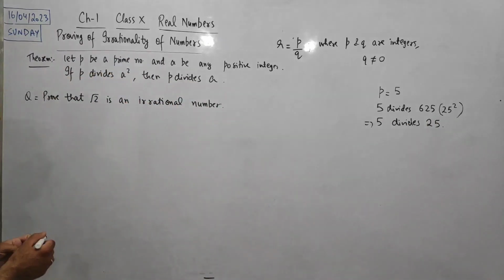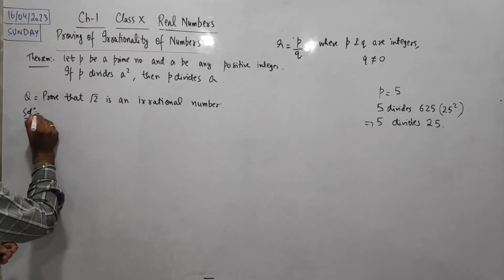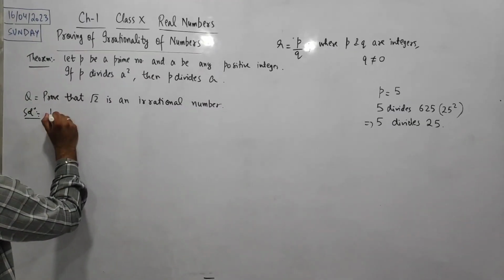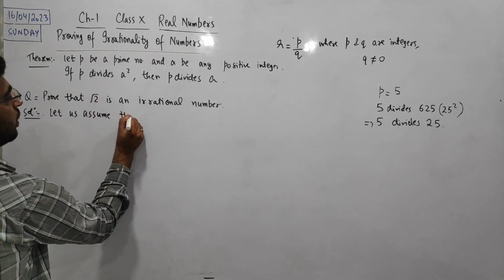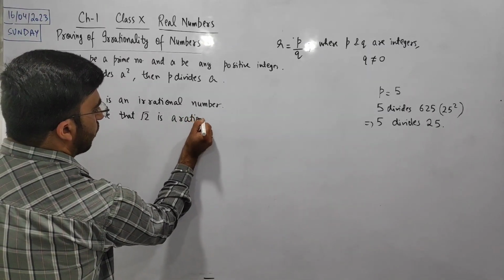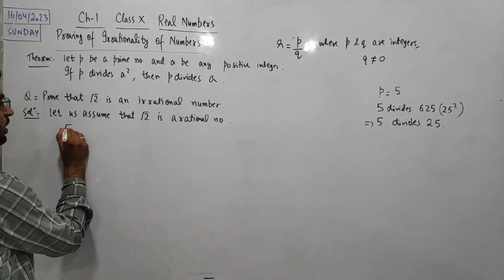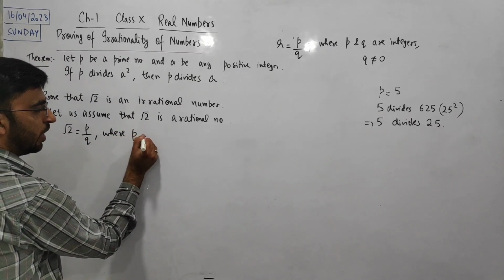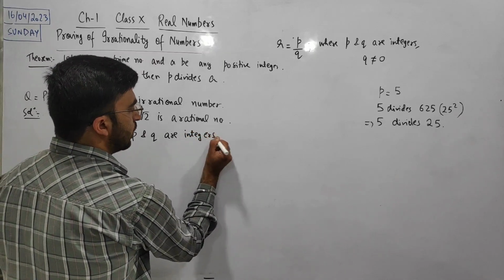Let us see how to do this. First of all, we will be using the contradiction method. What is that method? We are going to assume that root 2 is a rational number. So if root 2 is a rational number, then as per the definition which we have just discussed, root 2 can be written as P upon Q, where P and Q are integers and Q is not equal to 0.